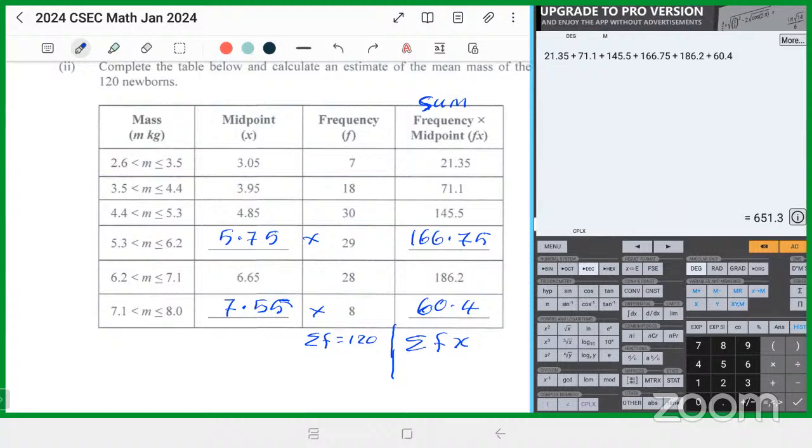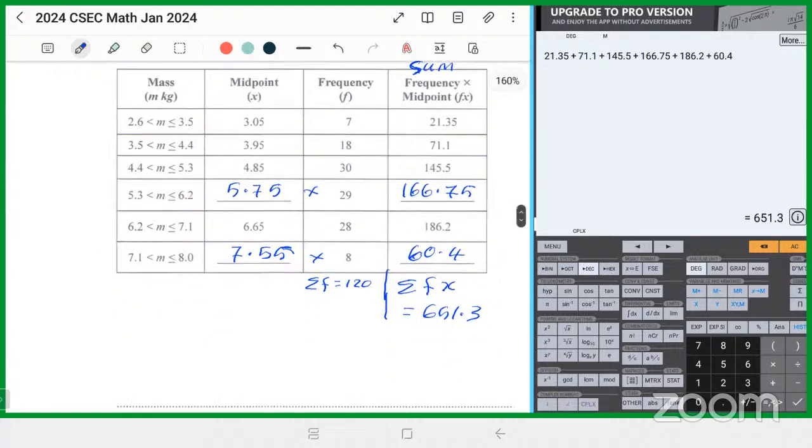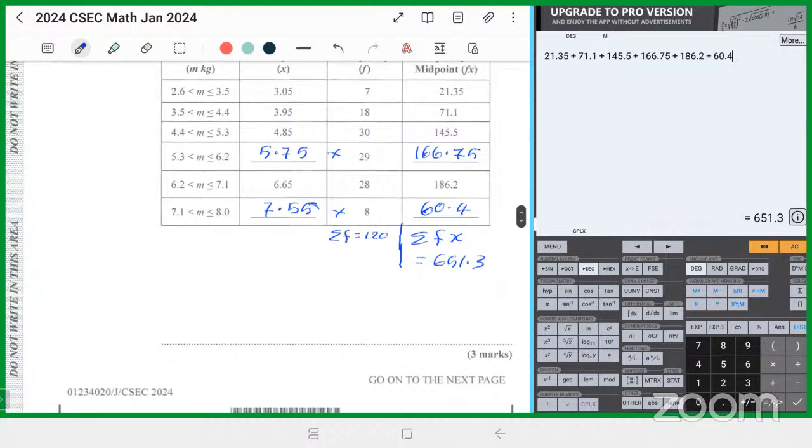1.35, 71.4, 145.5, 166.75, 186.2, 6.4. So the total here is 651.3. That's the sum of fx. And so the estimated mean, which is written as x bar, is the sum of your sum column divided by the sum of your frequency, which is the number of babies. So basically dividing these two values.